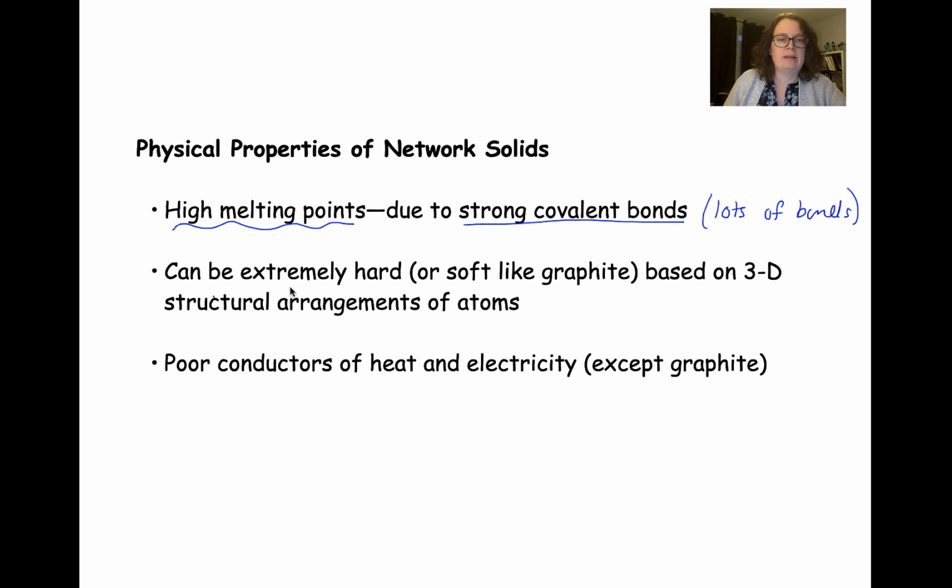Some of our network solids can be extremely hard, like diamond. Diamond is the hardest substance that we know of. Or they can be soft, like graphite, which we also know is pretty soft because we can use it in a pencil. It's really dependent on the 3D structure arrangement of the atoms. These compounds tend to be poor conductors of heat and electricity, except for graphite.